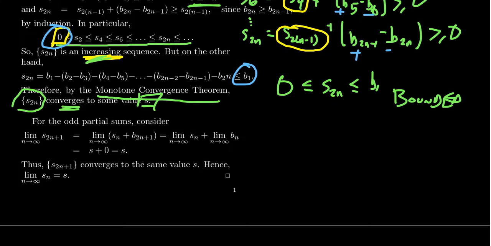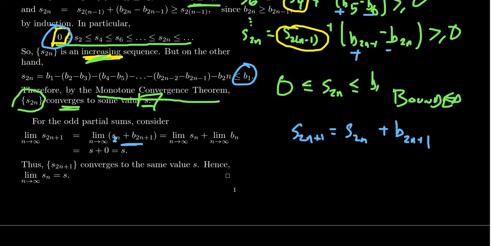We know that the sequence of even partial sums will converge towards S, but what about all of the partial sums? What about the odd ones? Now, if you look at the odd ones, take the limit as n approaches infinity of S2n plus 1. Well, that could be broken up as S2n. Sorry, there's a couple typos in this lecture here today. So if you break up S2n plus 1, this breaks up as S2n plus the next term in the sequence, which will be B2n plus 1, which you can see right here, right?